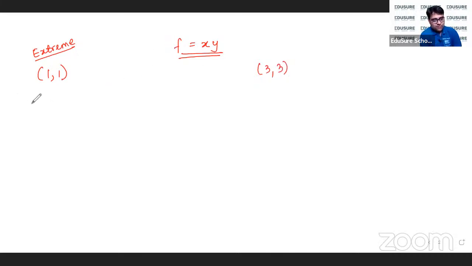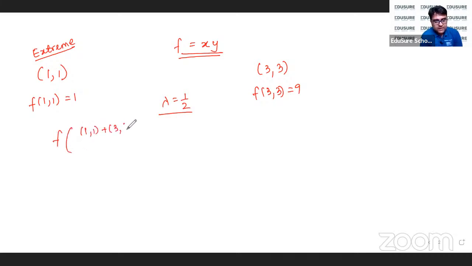f(1,1) का क्या वैल्यू है? 1. f(3,3) का क्या वैल्यू है? 3 into 3, 9. And let lambda be equal to half. तो f of (1,1) plus (3,3) by 2, this will basically be representing the curve. Okay, and line को क्या represent करेगा? line को represent करेगा ये.